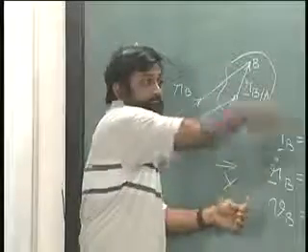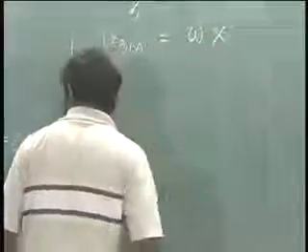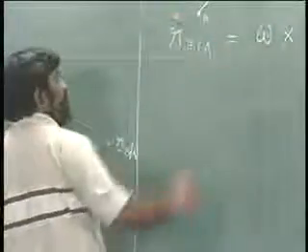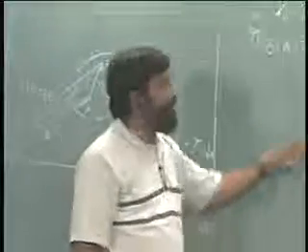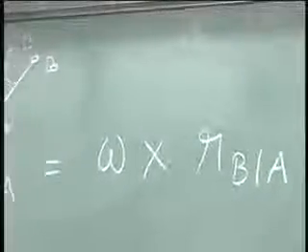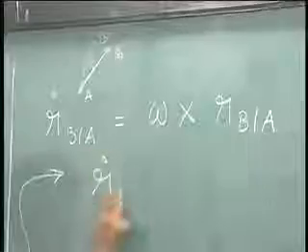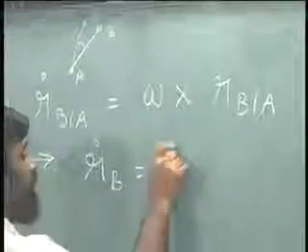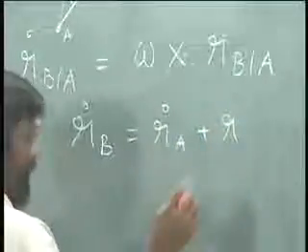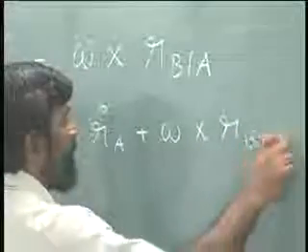If I know that this is rotating with an angular velocity omega, then it is nothing but omega cross. So, let me write it in the style that we have already written. If I have to find out the derivative r dot of B with respect to A, it is omega cross r B with respect to A, and therefore, if I substitute in this, I will get r dot B equals r dot A plus omega cross r of B with respect to A.